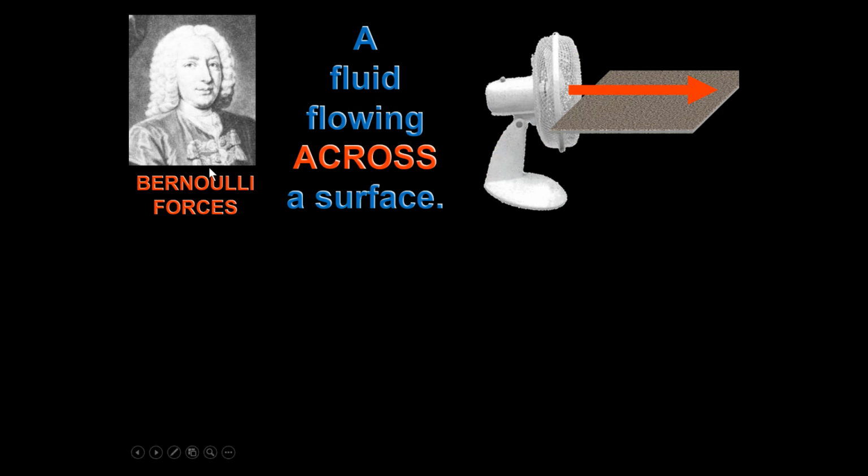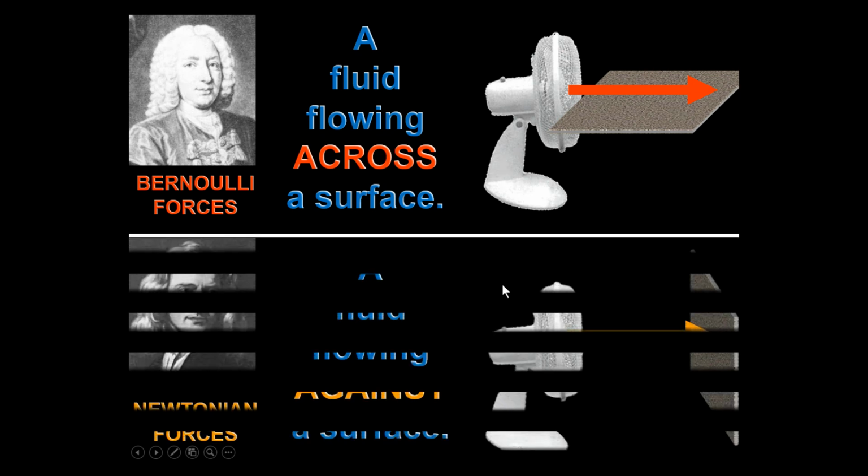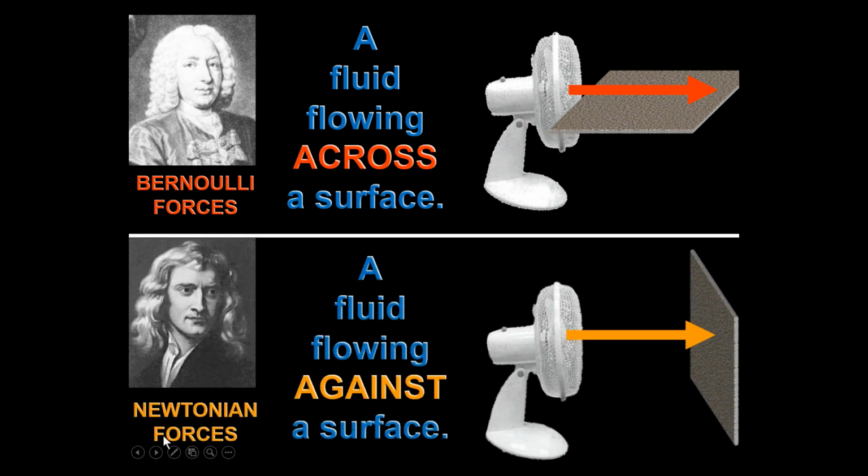So Bernoulli's principle deals with air flowing across, parallel to a surface. And a Newtonian force would be air flowing against, or perpendicular to, the surface. So it's very reasonable to assume, or to connect with and make sense, that the faster this air flows against the surface, the more pressure that air is going to put on that surface. That makes a lot of sense.